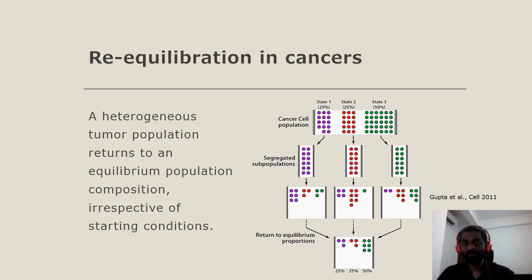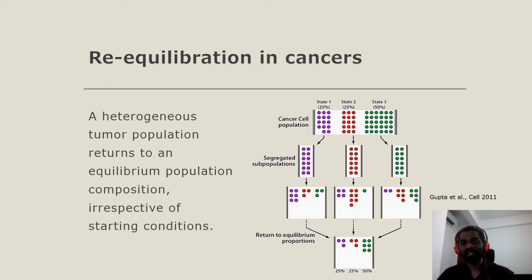Plasticity has recently been linked to re-equilibration, which is a concept that's been found applicable to many different tumors. Re-equilibration is a process where a heterogeneous tumor population has an intrinsic steady state population composition, which could be a particular percentage of different types of cell phenotypes. And irrespective of how you perturb this heterogeneous population, you could even start with a purified population of one particular phenotype, the population always migrates towards the steady state.